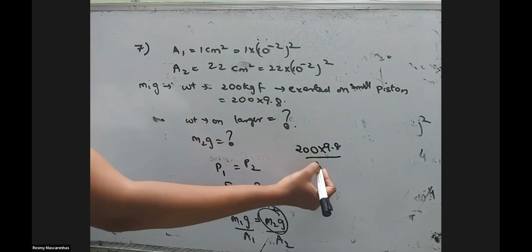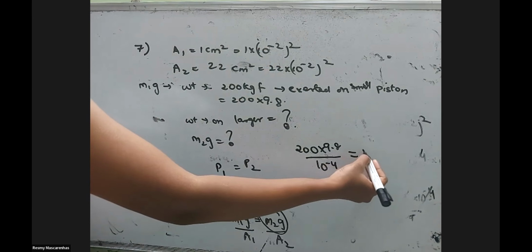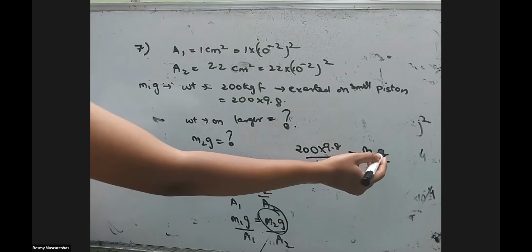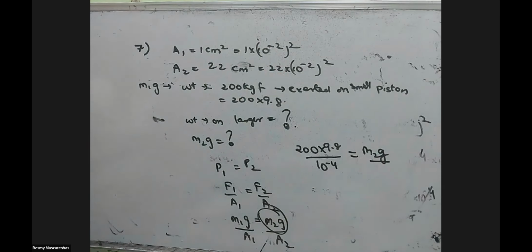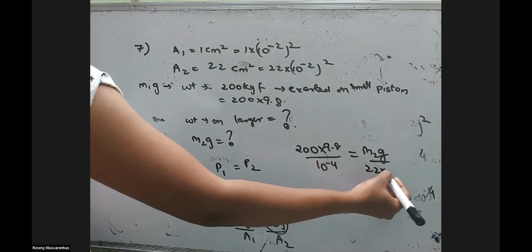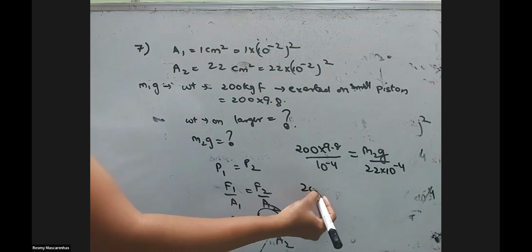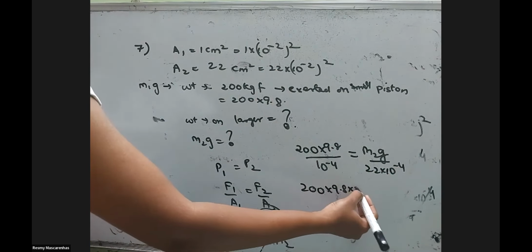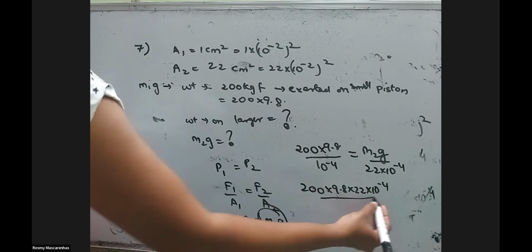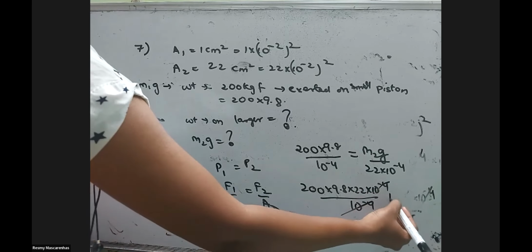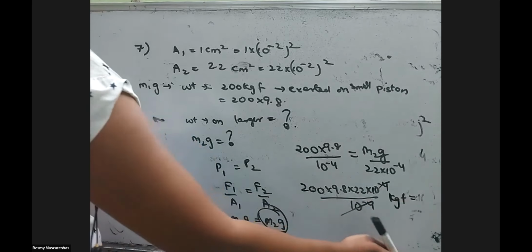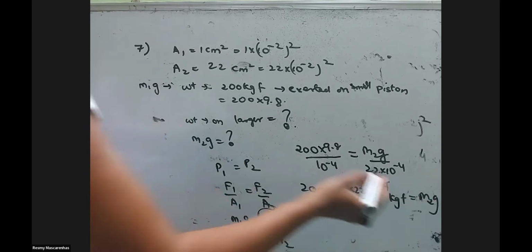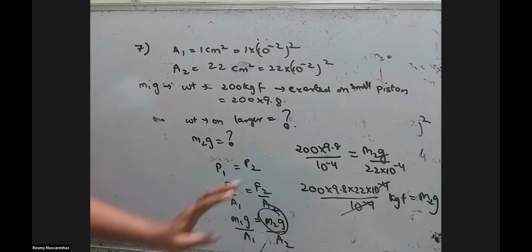A1 is this. Don't substitute this sum. You can write answer in terms of kgf only there. So this will be A2 is given as 22 into 10 raised to minus 4. So take this up. kgf will be M2G. That will be answer after calculating M2G, the load on the second piston.